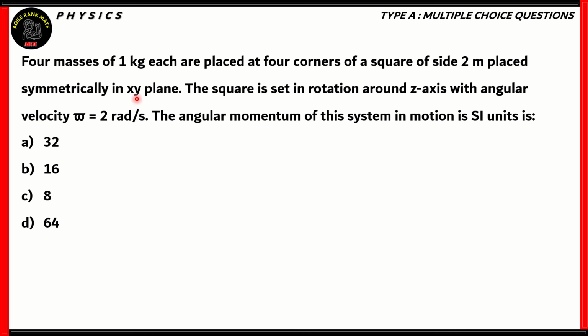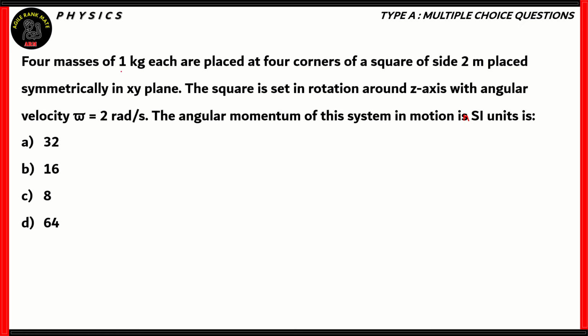4 masses of 1 kilogram each are placed at 4 corners of a square of side 2 meters placed symmetrically in the xy plane. The square is set in rotation around the z-axis with an angular velocity of omega equal to 2 radians per second. The angular momentum of the system in motion in SI units is. So how do we solve this question?